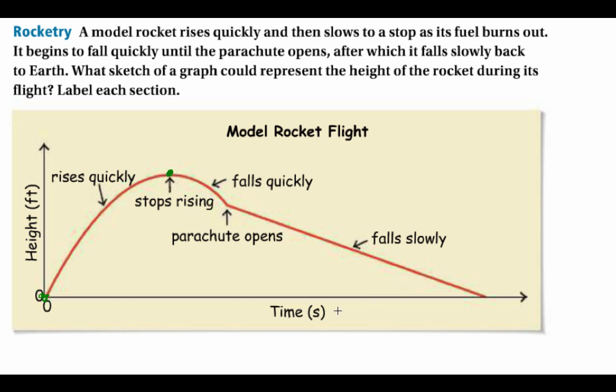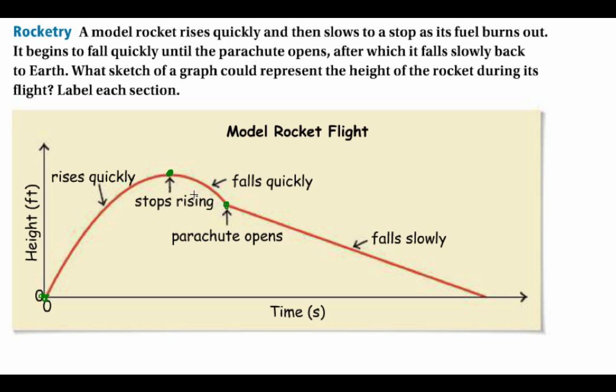Like if you were looking at it horizontally, this is just a graph of the relationship between time and height. So we start here, and then at this point, the graph tells us that it stops rising. So we have an increase in the data. Time is increasing and height is also increasing. So it stops rising. And then at that point, from here to here, it's falling quickly, okay?